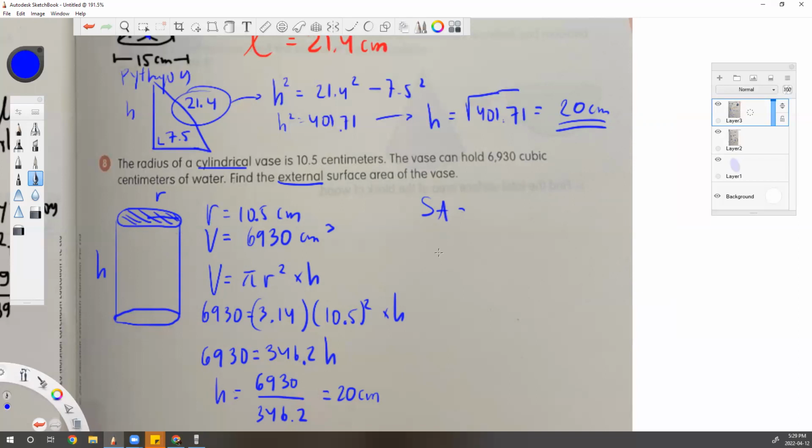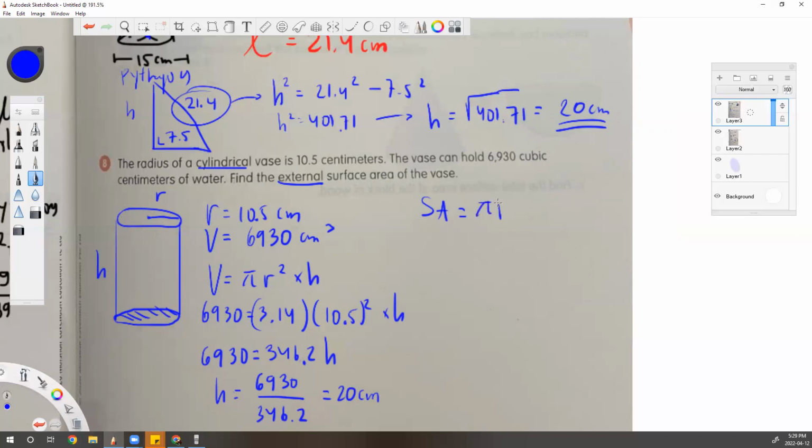No, it's the vase. You have to put water inside. So there is no top circle at all. But how about the base? We have the base, right? So basically everything minus one. That's right.